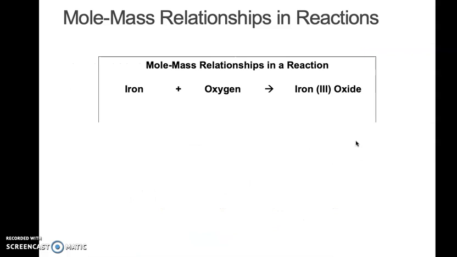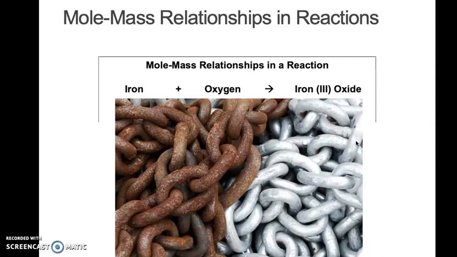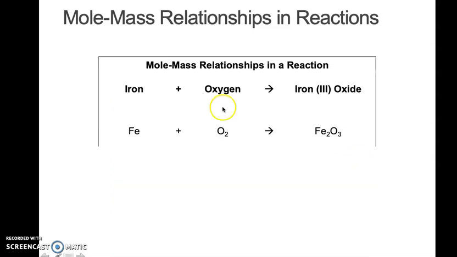So we're going to look at mole to mass relationships. We're going to look at mole to mole relationships. We're going to look at a lot of things. So here we have an equation: iron plus oxygen yields iron 3 oxide. We can write that as a skeletal equation, right? Then this is just how rust forms. We've got iron plus oxygen yields iron 3 oxide, excuse me.